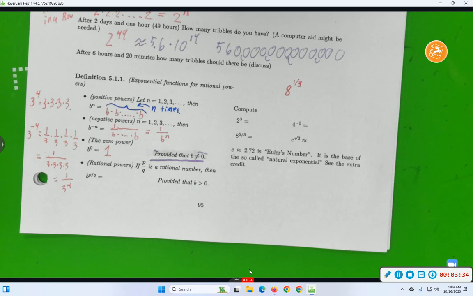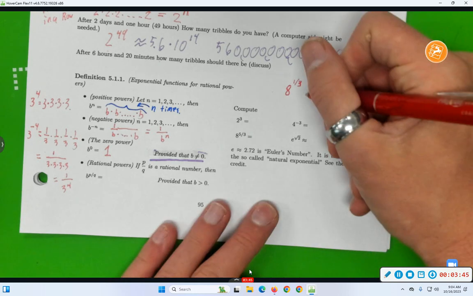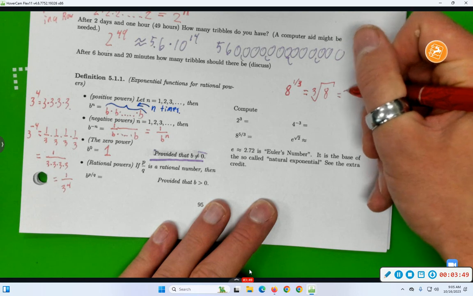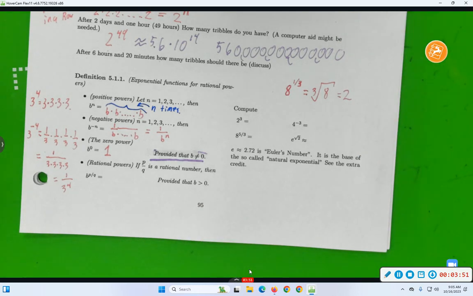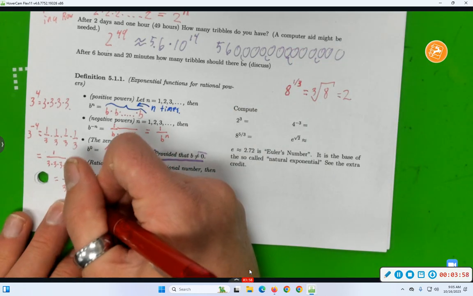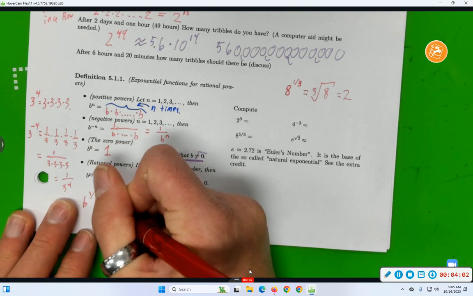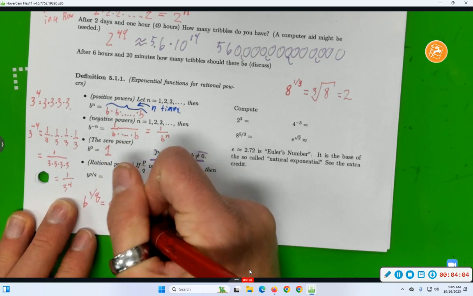Do we already have a name for the opposite of cubing? What undoes cubing? Cube roots. Whenever you see 1 over a number, that's a thing where you want to take the cube root of that base, and in this case, we actually know the cube root of 8 is 2. Whenever you see b to the 1 over q, what you want is the qth root of that base.